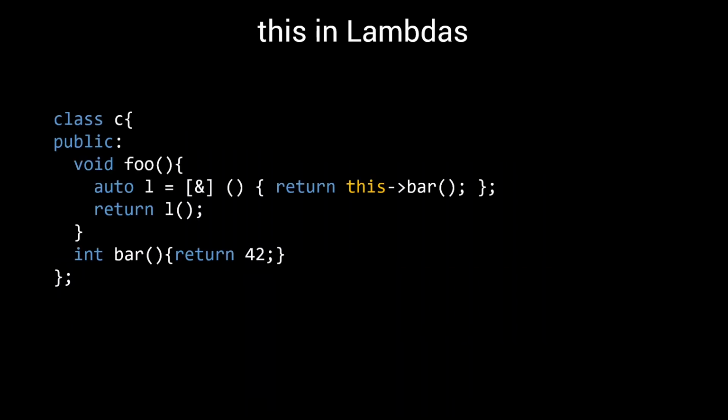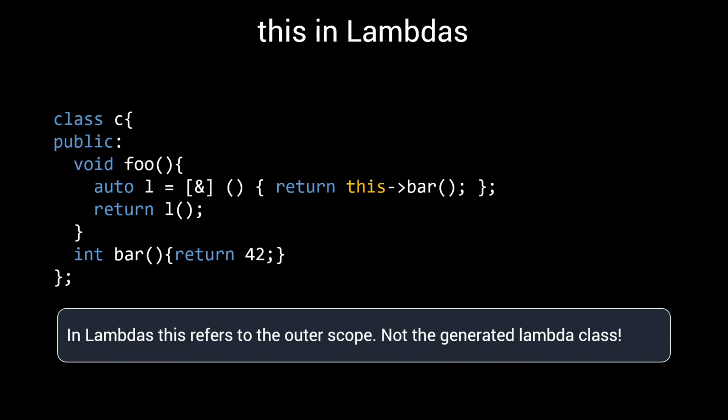I have a new lambda here, defined in the foo function of a class C. In the lambda I use the this keyword to call the bar function. This works differently when used in lambdas. In lambdas, this refers to the outer scope where the lambda was declared, not to the generated lambda class. Although at first this might sound a bit weird, why would this mean something different in a lambda? It's actually quite convenient, as it allows you to refactor a long function using lambdas without having to worry about it suddenly meaning something different.